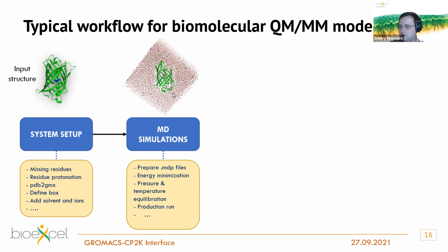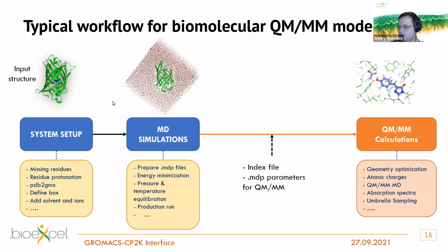But then you want to define some part of your system as QM. For that, you need the following things in GROMACS usually. You define in your index file a group of atoms which will be the QM atoms. With several QM parameters, you introduce them as quantum, instructing GROMACS that for those atoms, additional forces should be calculated by CP2K. And after that, you can do all kinds of QM/MM calculations, like geometry optimizations, MD, even absorption spectra.